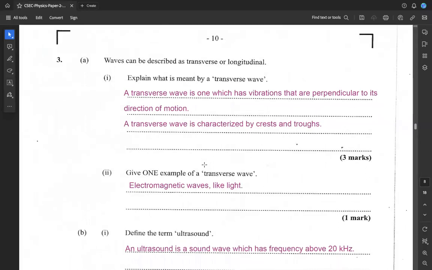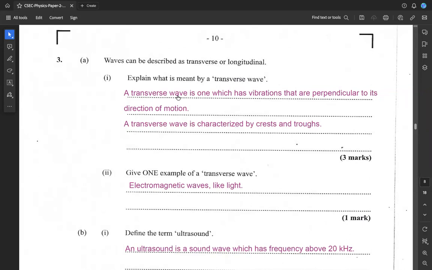Okay, everyone, let's do this question 3 from the June 2021 paper 2 for CSEC physics, okay? So this question 3 is about waves, right? And they're saying here for part A that waves can be described as either transverse or longitudinal. And they want us to, first of all, explain what is meant by a transverse wave.